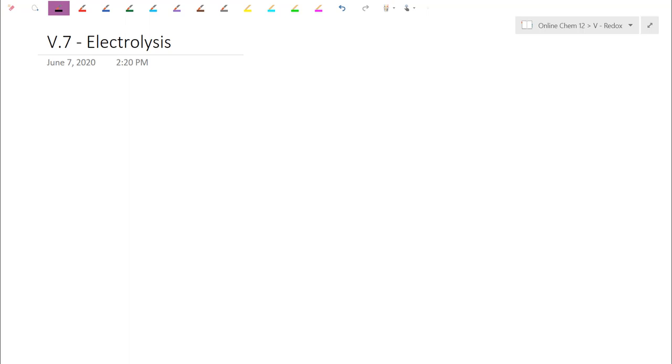Morning, everyone. So yesterday we talked about a few different applications that we can do for using these spontaneous redox reactions, one of which was a redox titration, and that's the question I wanted to start off with here.